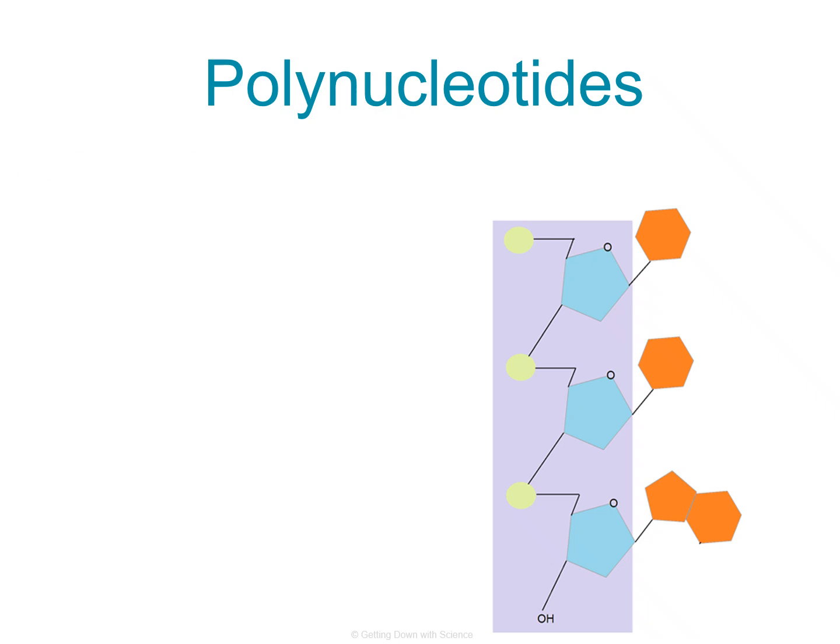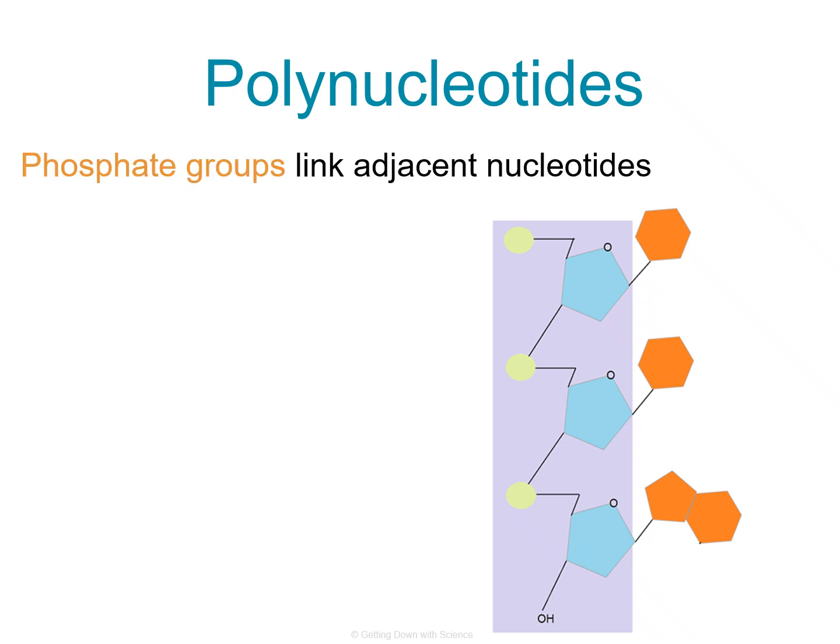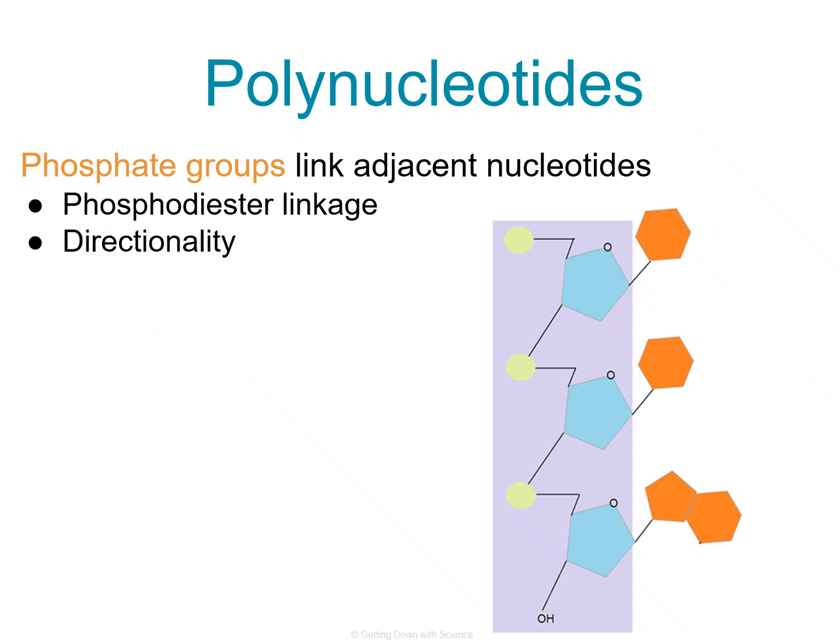So polynucleotides. The phosphate group links with adjacent nucleotides to form a phosphodiester linkage. Not important, I just need you to know that they link together through the phosphate group, and they're directional, so they go in one direction. They go in a 5' to 3' direction.